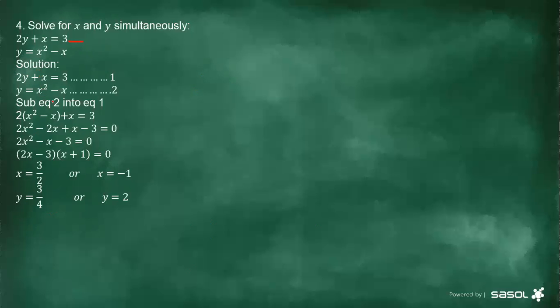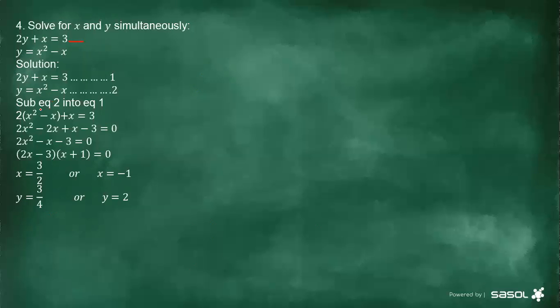Now, remember under simultaneous, we normally have to create the third equation. But in this one, there's no need for us to create the third equation. Why? Because if you look into the second equation, y is already the subject of the formula. So that tells us that when we substitute equation 1 into 2, where we see y, we're going to substitute x squared minus x.